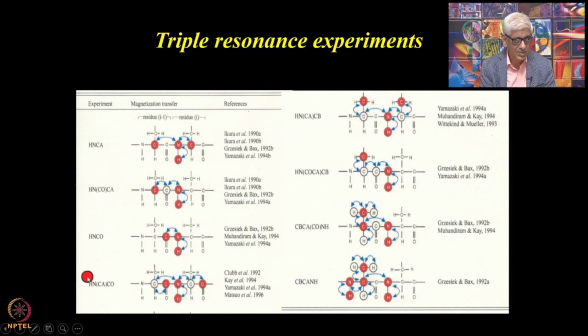So what we do in this experiment is transfer from the amide proton to the nitrogen, and from this nitrogen we transfer to the C alpha here, this C alpha as well as this C alpha, this is the same as that.